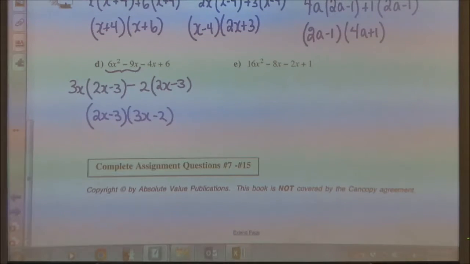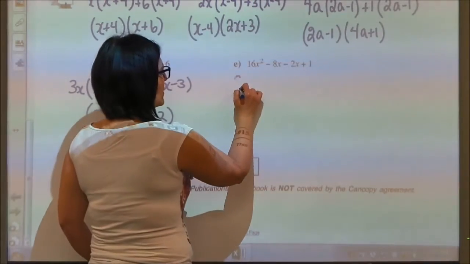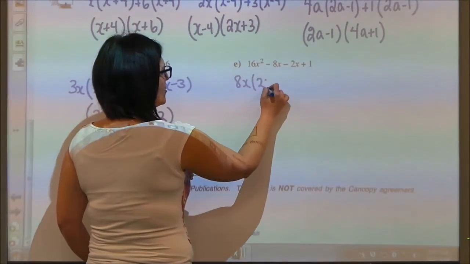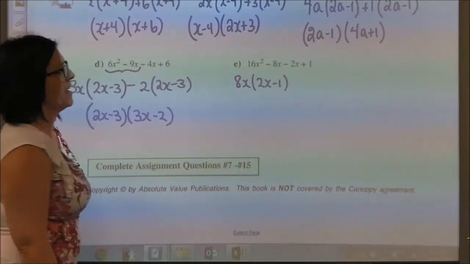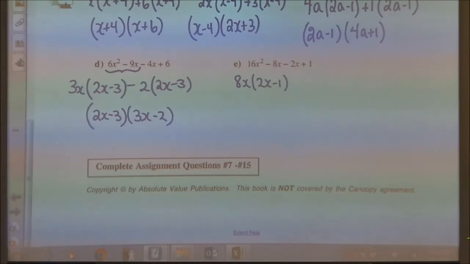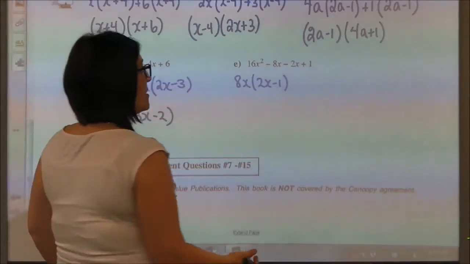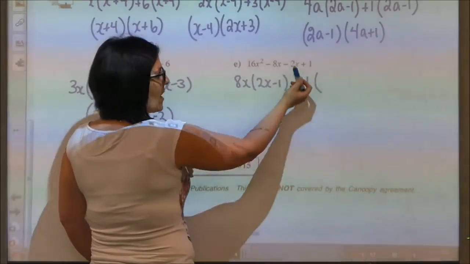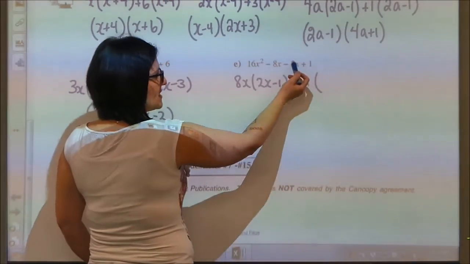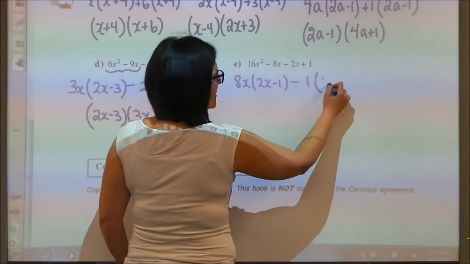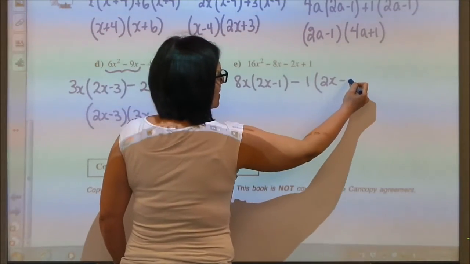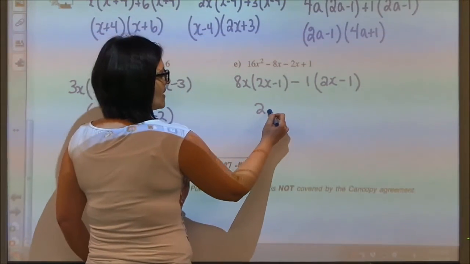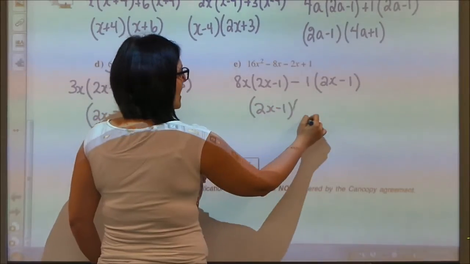So if I look at E, 6x squared and 8x have an 8x in common, leaves me with a 2x minus 1. And again, we've got this 2x plus 1 or negative 2x plus 1 that doesn't look like it has anything in common. But remember what I said above, I can always take a 1 out. But I want this to be a negative 1 because negative 2 divided by negative 1 gives me a positive 2x. Minus 1, so I get 2x minus 1 times 8x minus 1.